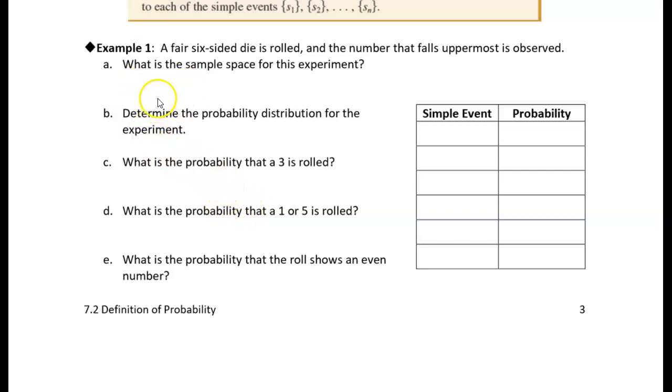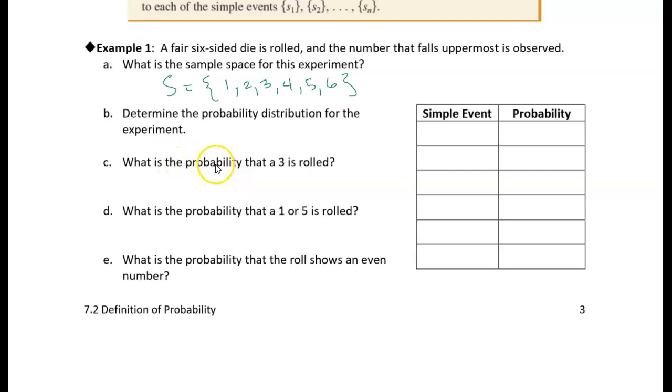Well, the sample space is just the set of all possible outcomes, right? So the sample space, let's write S, is equal to all the possible outcomes. So what can we possibly get when we roll a die? We're either going to roll a 1, or a 2, or a 3, or a 4, or a 5, or a 6. Okay, so if we're just rolling one die, that's it. That's all the possible outcomes.